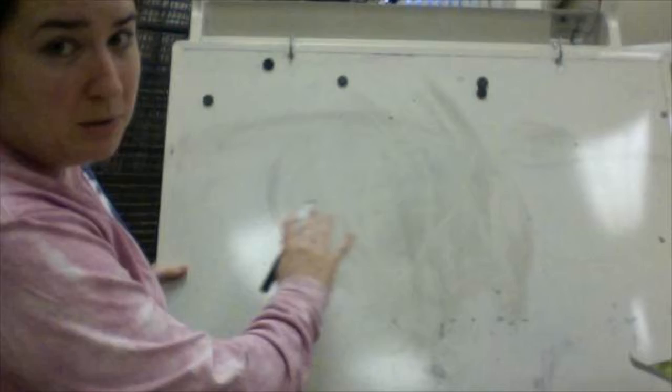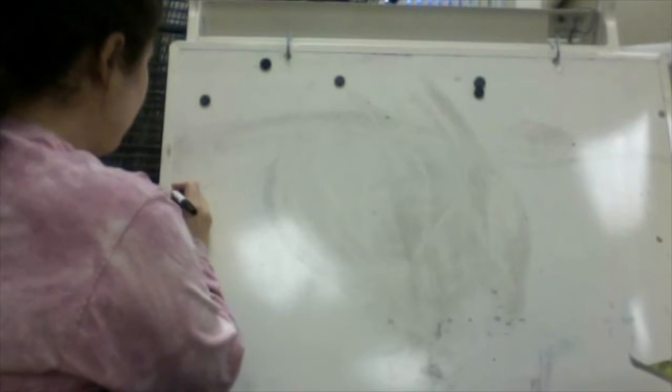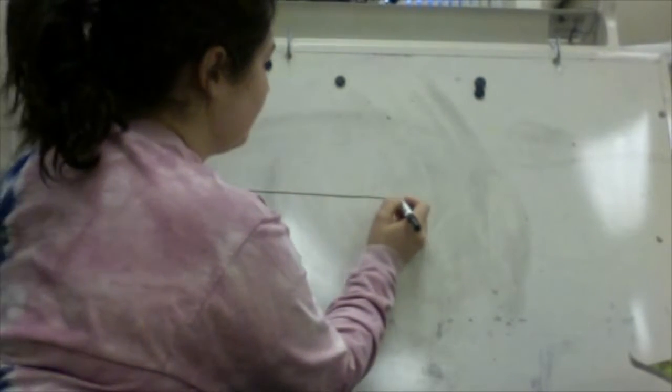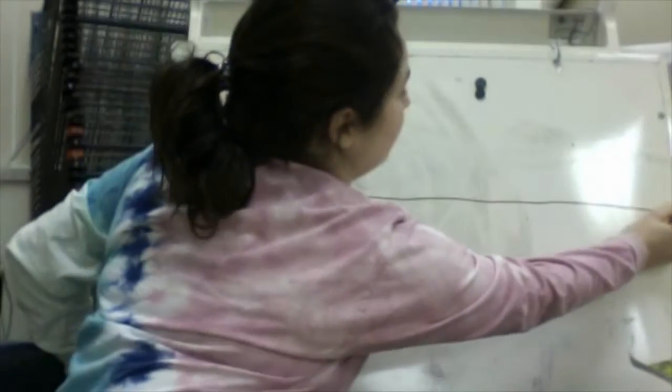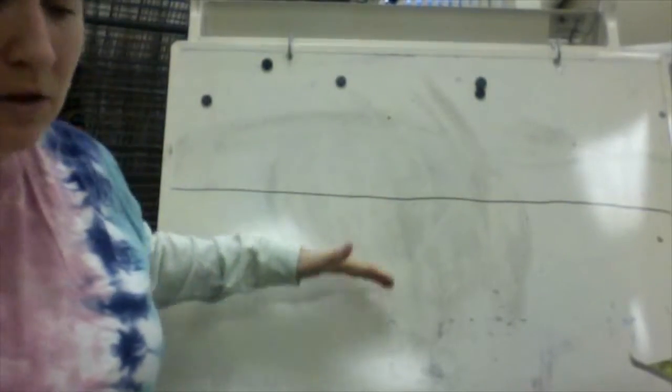So I'm going to be doing a giant one right here. I'm going to start by drawing my horizon line. I drew it about in the middle of my paper, but you could have it slightly lower or slightly above the middle. That's fine too. Now I'm going to add my road.